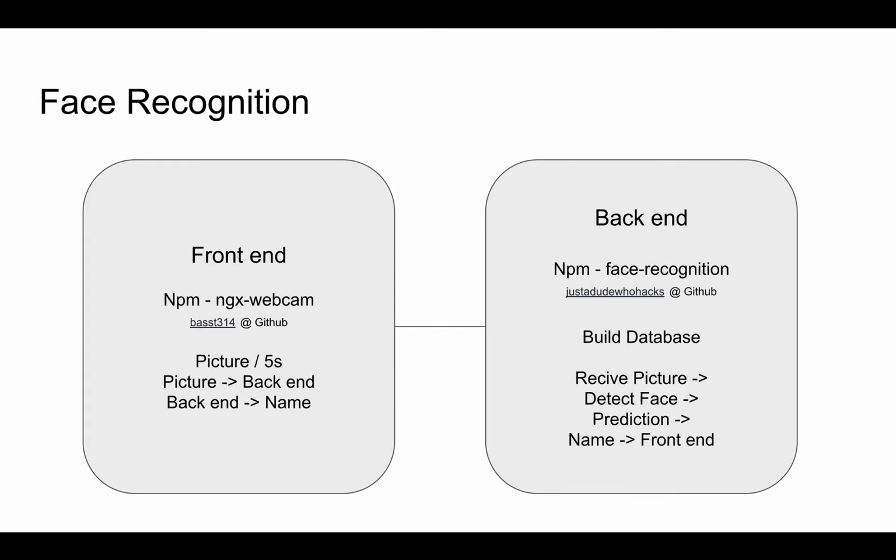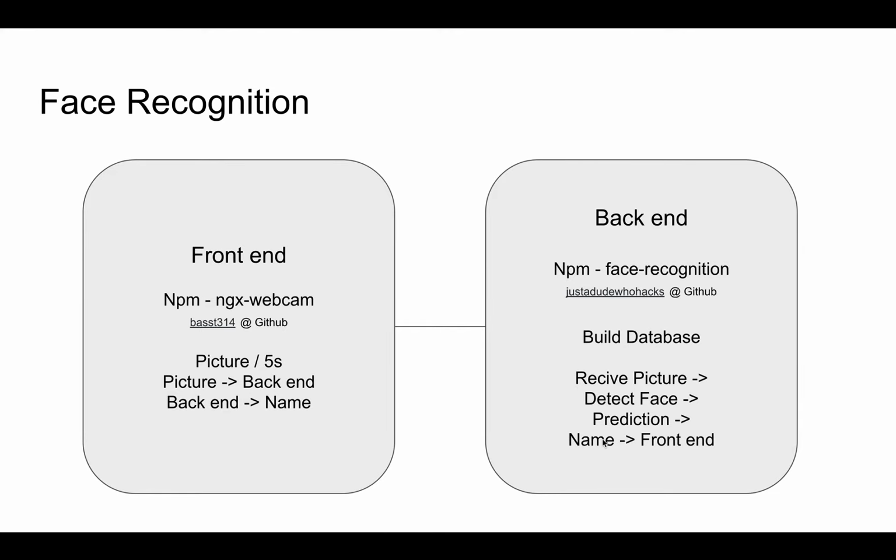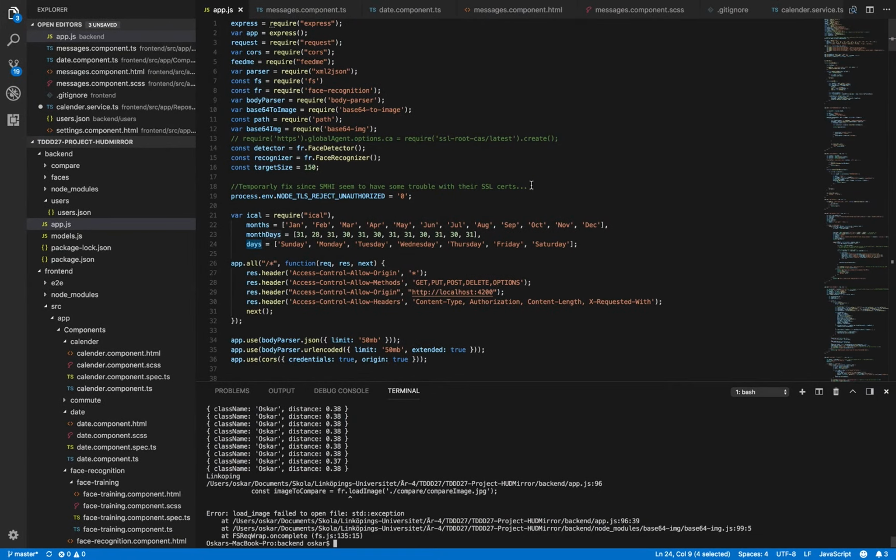So the backend has the ability to build a database of all the pictures which are in it, and also when it receives a picture, it detects the faces in the picture, so it pretty much cuts them out, and then it takes these faces and does a prediction on those, and then sends the name that the prediction predicts who it is, sends that back to the front end. So how does this look in code?